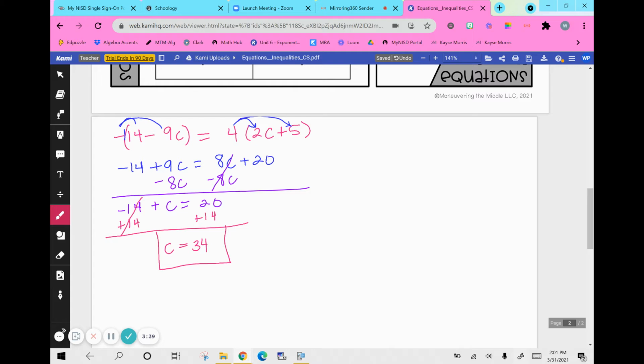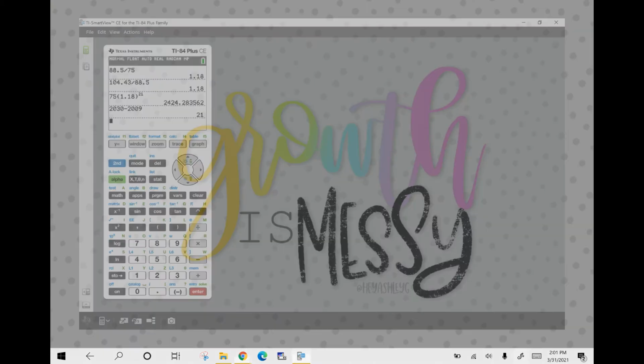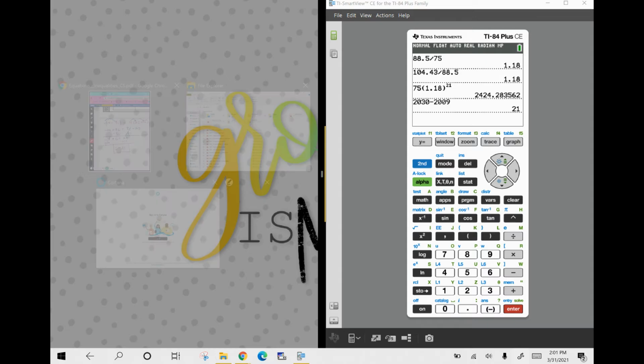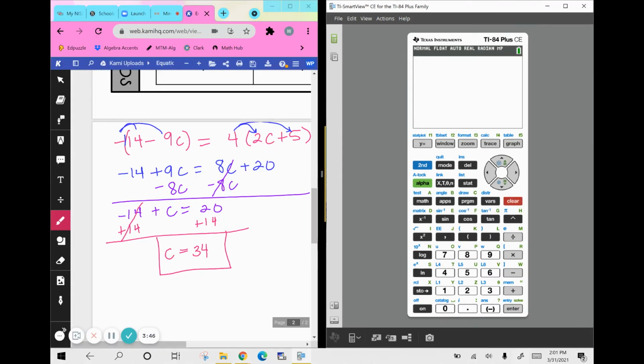And then it says you can plug it in. So we can take our calculator here, and we can plug this 34 in for c and see if it makes the equation true. So -14 minus 9 times 34, and that's going to give me -292. Then I'm going to say 4 times (2 times 34 plus 5), and that gives me 292. So I got the same thing for both sides of the equation, so that would be a true statement.